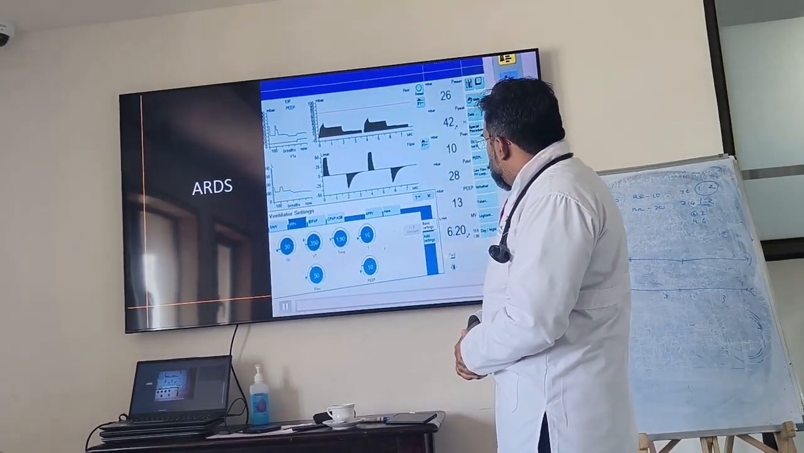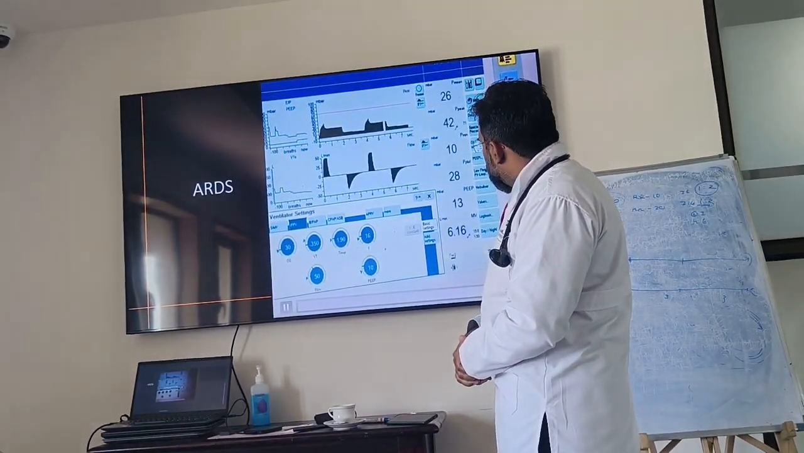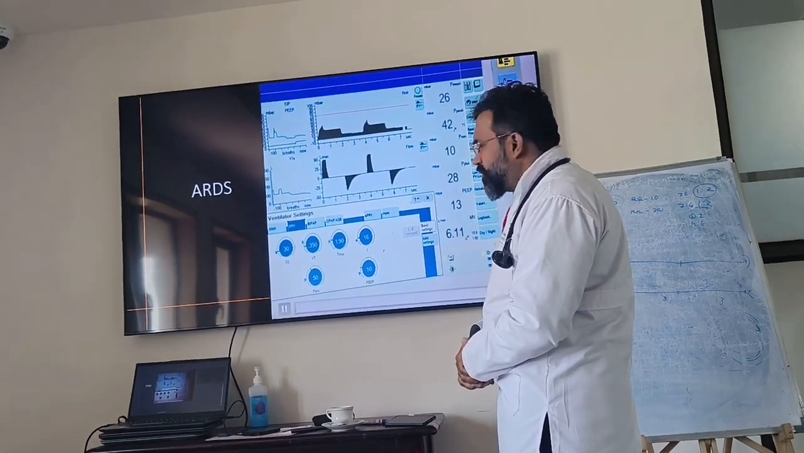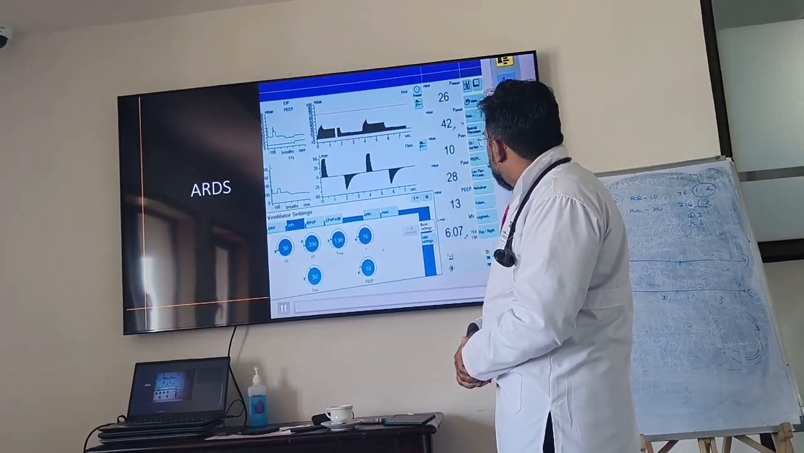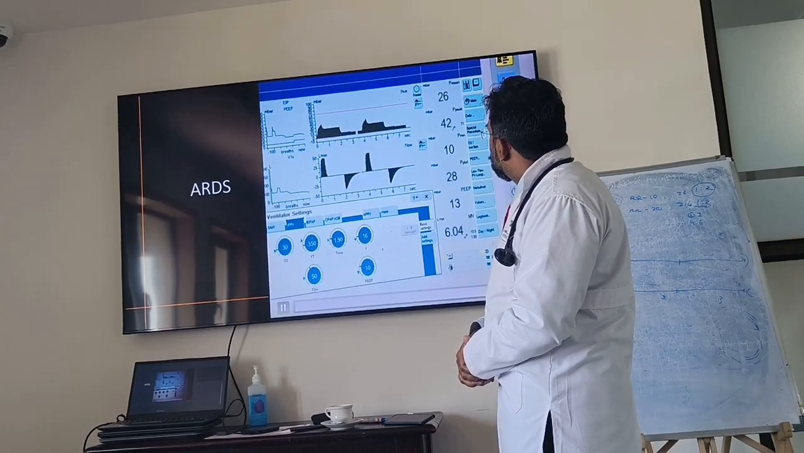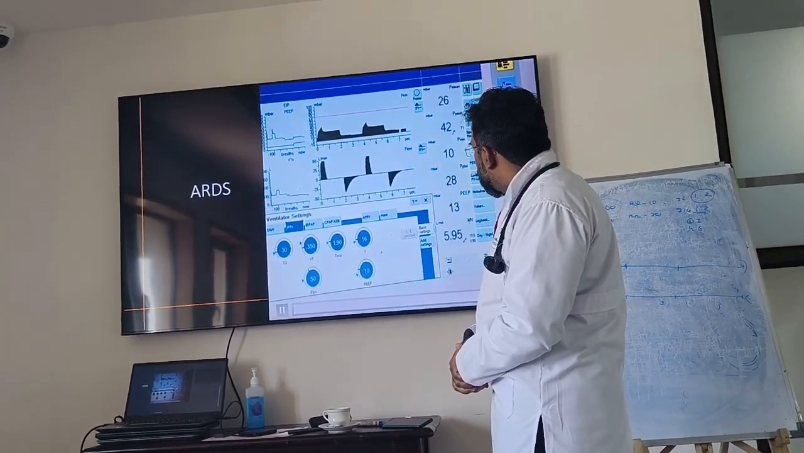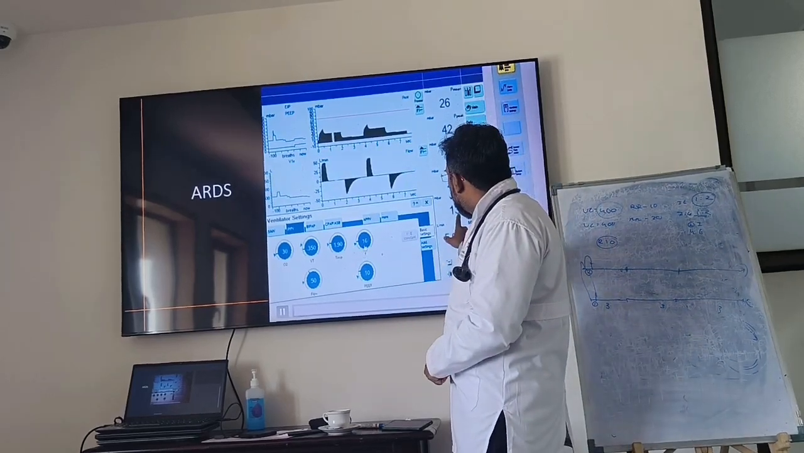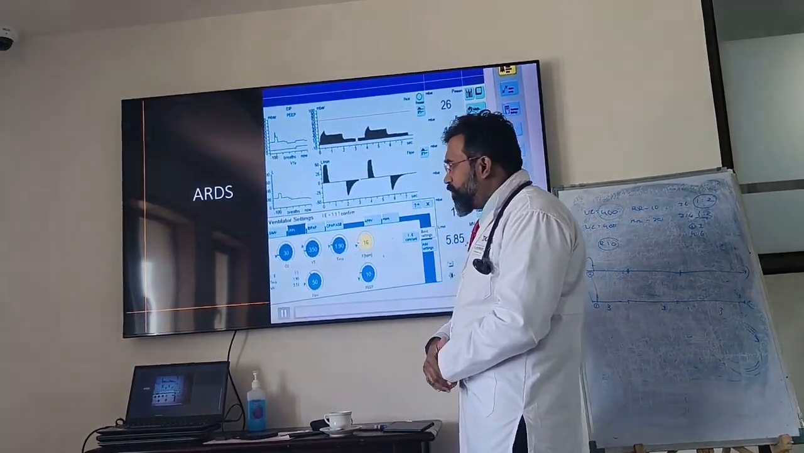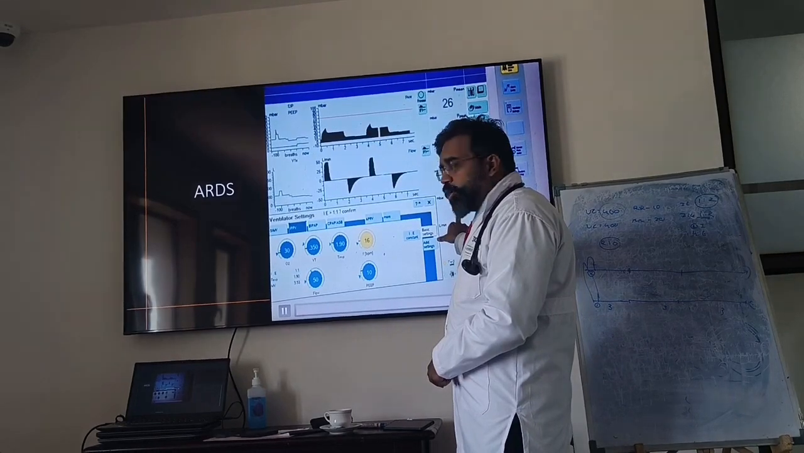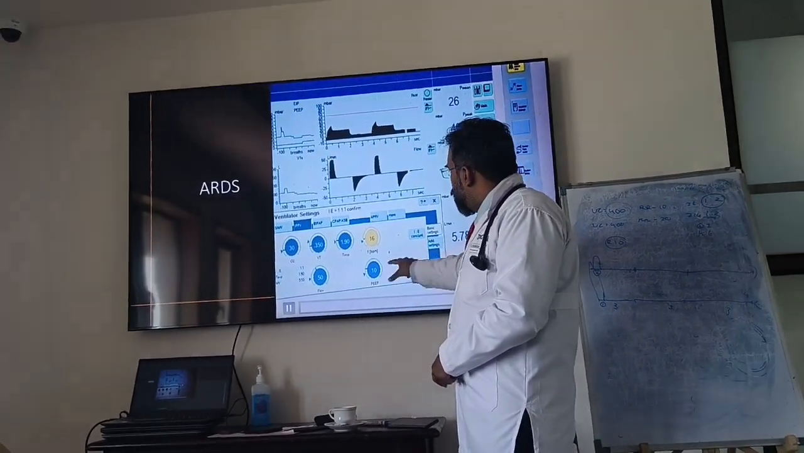Okay, minute ventilation is 6. 6 is okay. Okay, 28 plateau pressure, 26 mean pressure, 42 peak pressure. I've kept the PEEP at 10. Auto PEEP has started developing here. Now you see auto PEEP developing, right? Auto PEEP started developing here because of this.